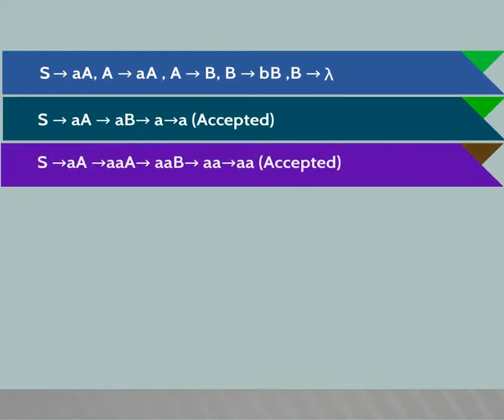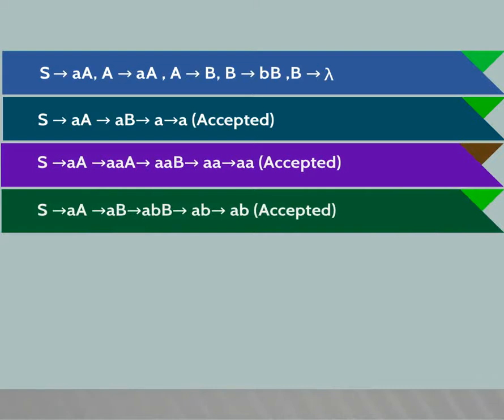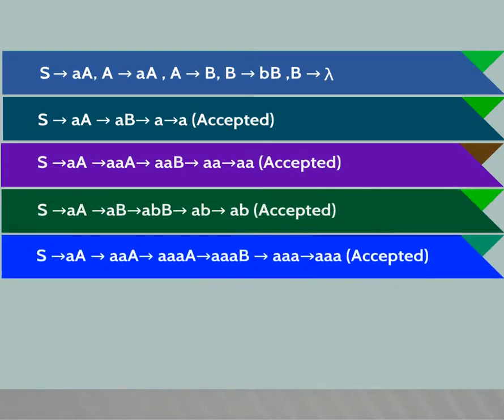S → aA → aaA → aaB → aaλ → aa, that is accepted. S → aA → aB → abB → abλ → ab, that is accepted. S → aA → aaA → aaaA → aaaB → aaaλ → aaa, that is accepted.